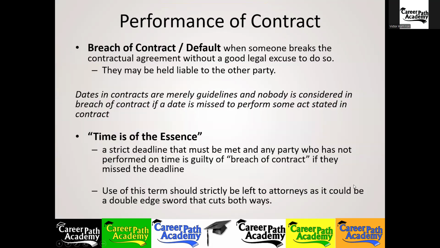So breach of contract or default is when someone breaks the contractual agreement without having a good legal excuse to do so. In those cases, they can be held liable to the other party. And dates in contracts are merely guidelines. Nobody's considered in breach of contract if a date to perform some act that is stated in the contract is not performed by that date. It's not a deadline that makes you in breach of contract if you don't.